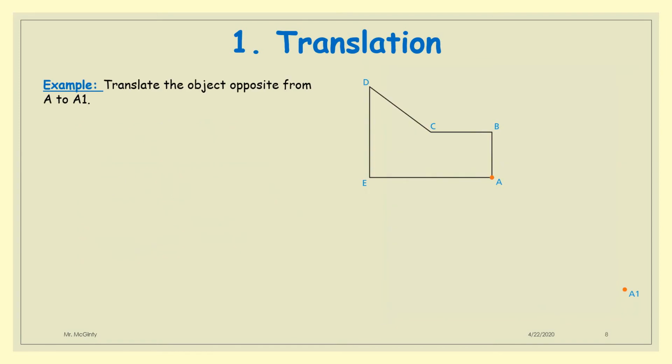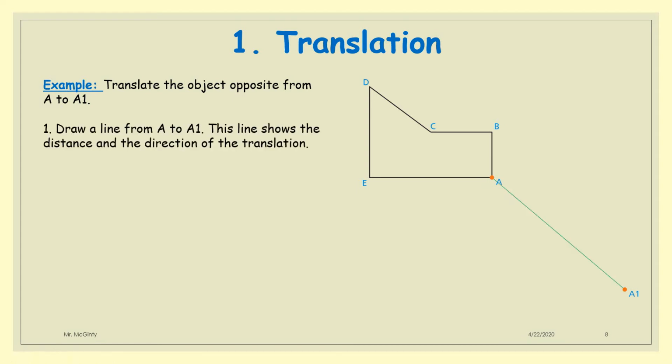Okay? So we'll just run through a sample. We have an object here. There's 5 corners. They're labelled A, B, C, D, E. And we're going to translate it in this direction. So from A to A1. In that direction. If you simply join A to A1, you'll get the direction and you'll get the distance. Whatever it is from A to A1, that's the distance from B to B1, C to C1, D to D1, and E to E1.